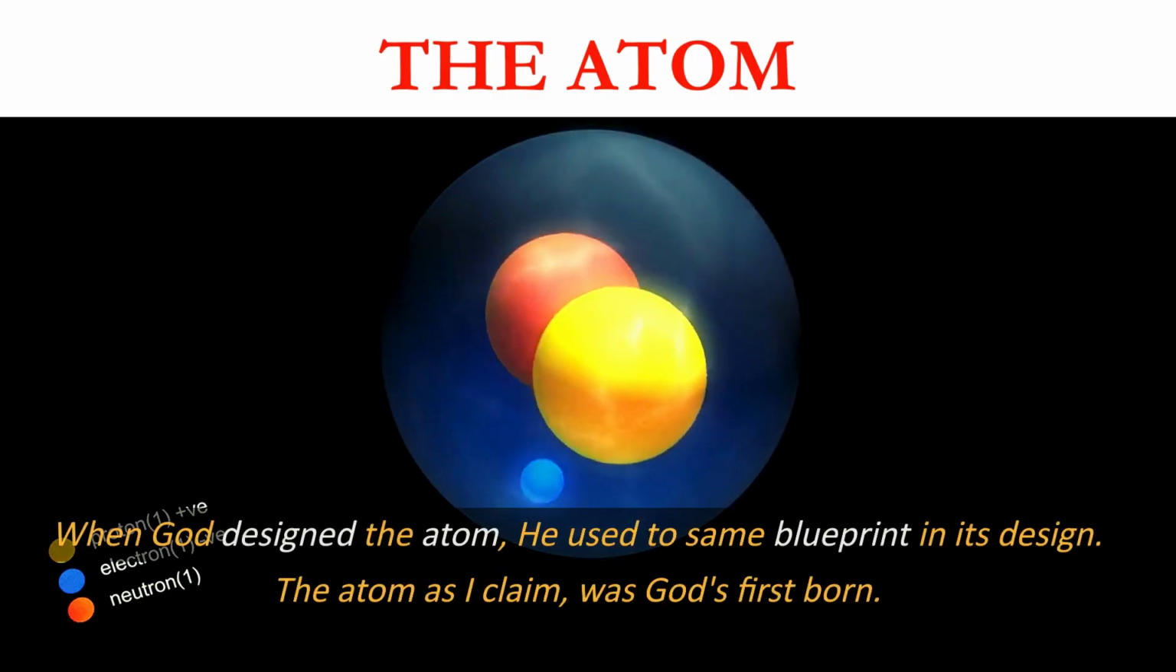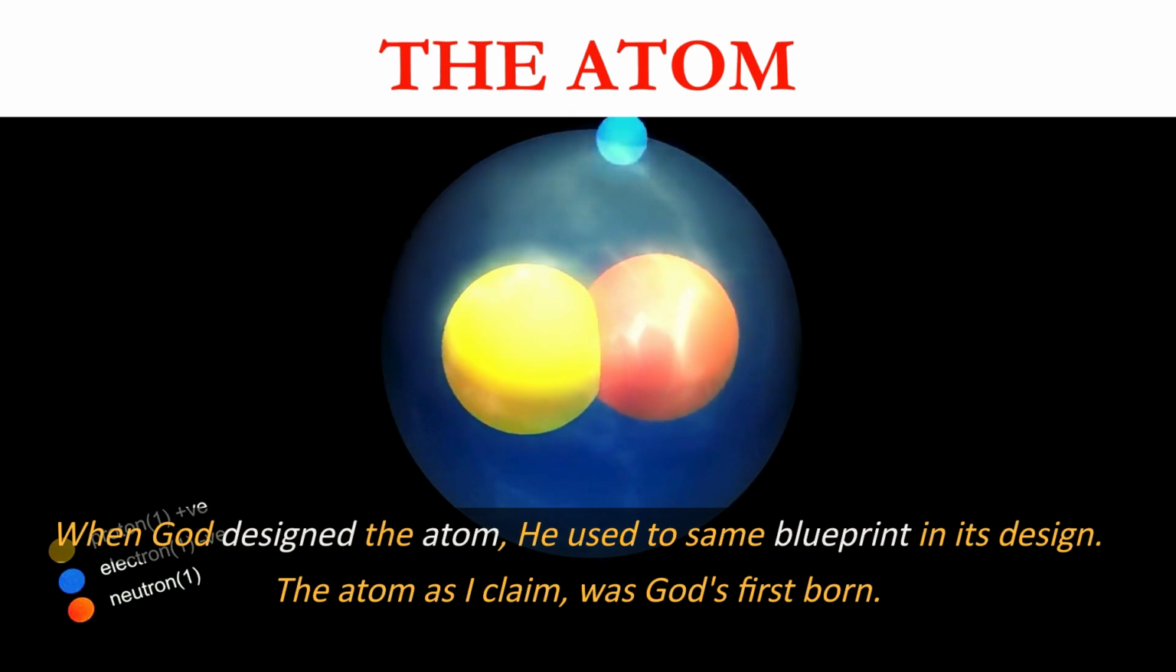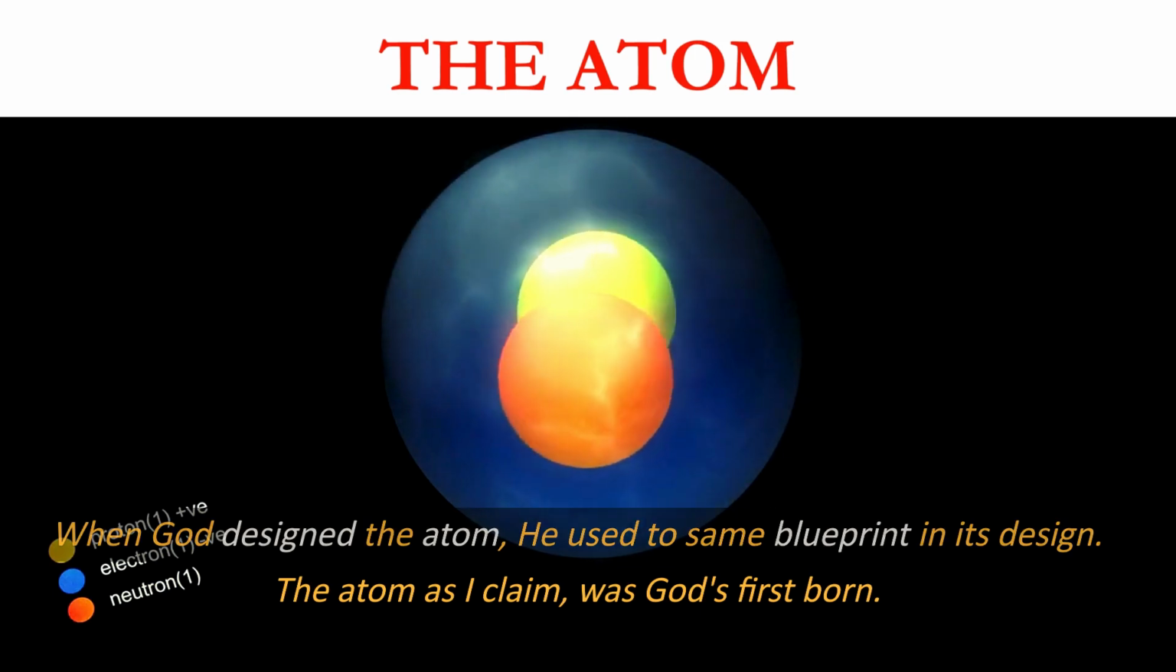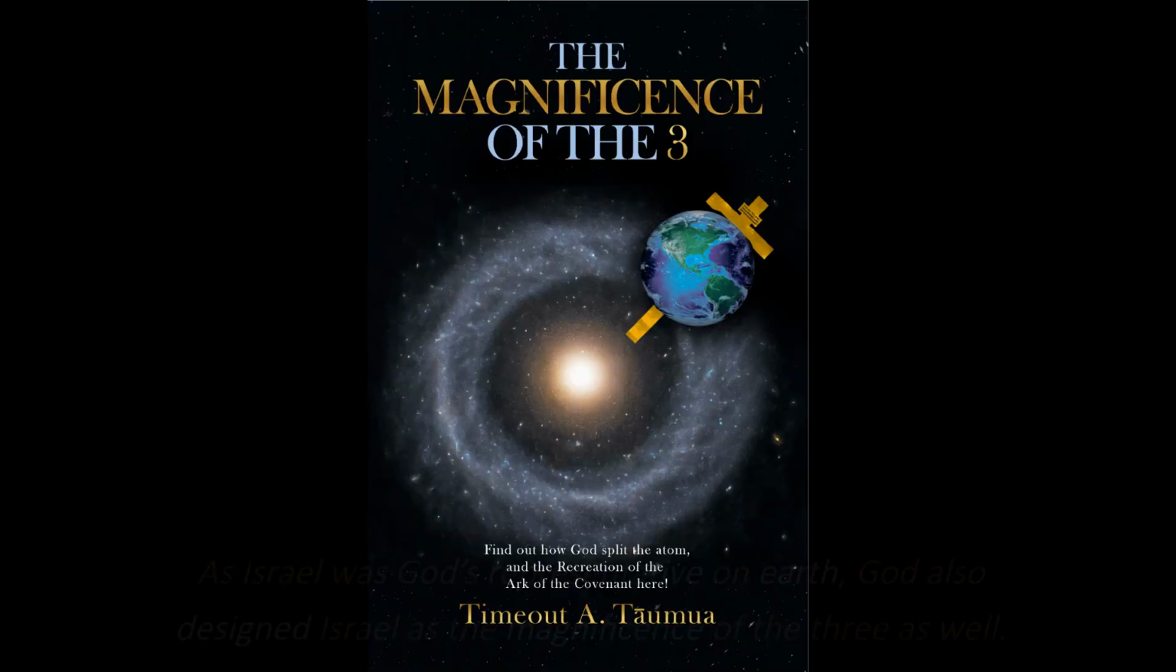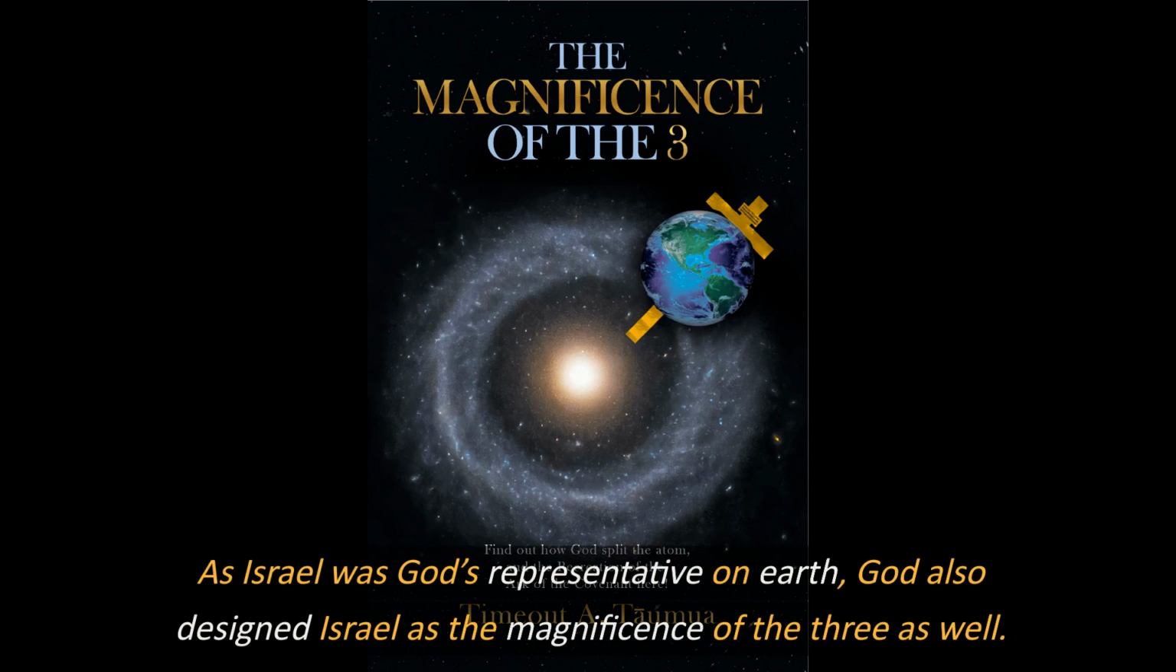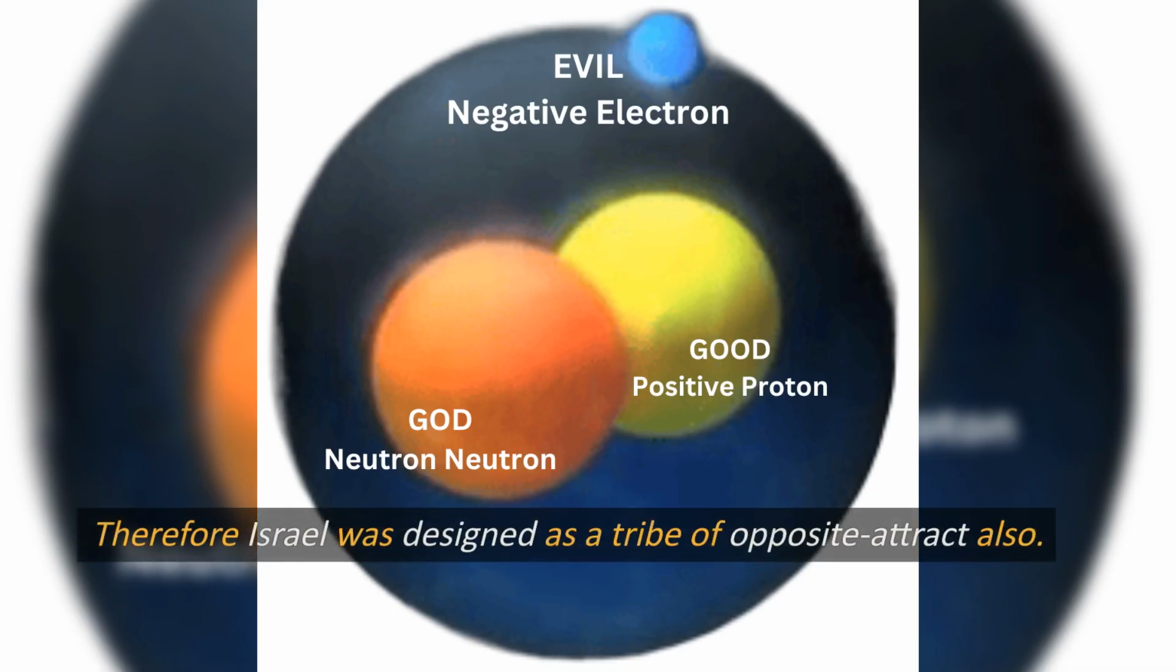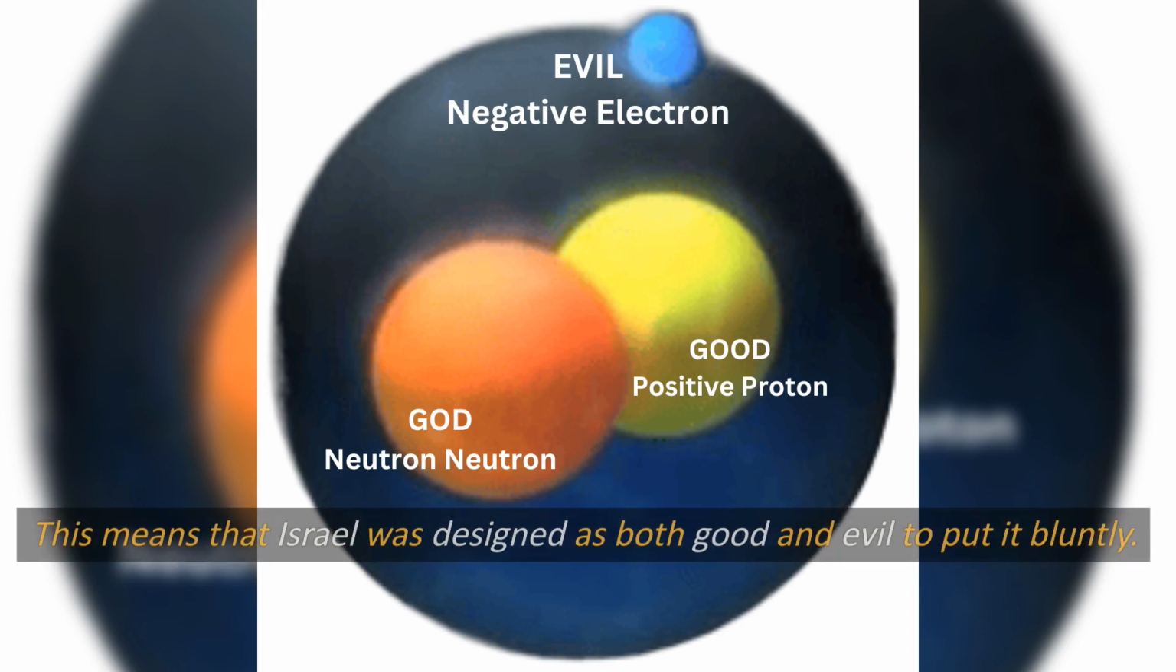When God designed the atom, he used the same blueprint in its design. The atom, as I claim, was God's firstborn. As Israel was God's representative on earth, God also designed Israel as the magnificence of the three as well. Therefore, Israel was designed as a tribe of opposite attract also. This means that Israel was designed as both good and evil, to put it bluntly.